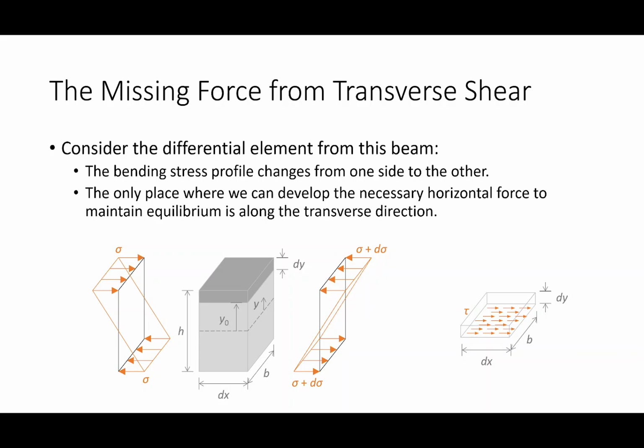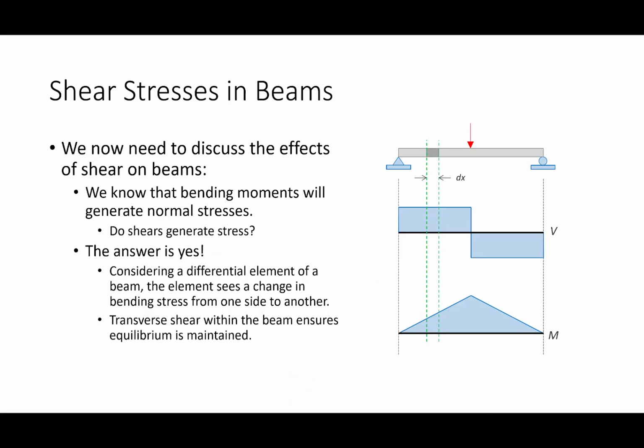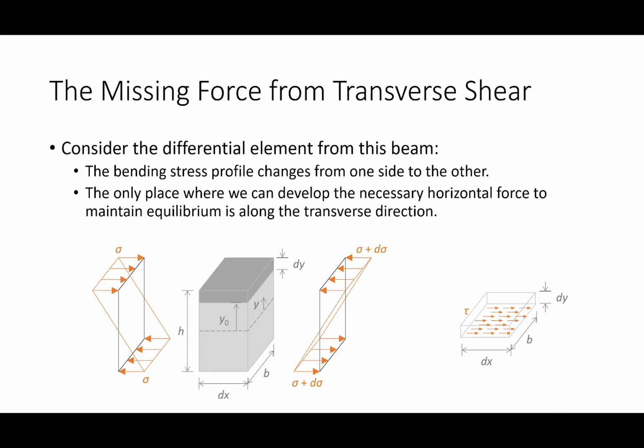Now, like I said, let's go back a slide just to make sure we can see what's going on here. I'm looking at either side of the element, so the left side of the element and the right side of the element. I propose that on either side of the element, we have a change in moment. We go from this moment to a little bit more, okay? So if we look at the bending stresses, we have the bending stresses, and then over here the bending stresses plus a little bit more, okay?